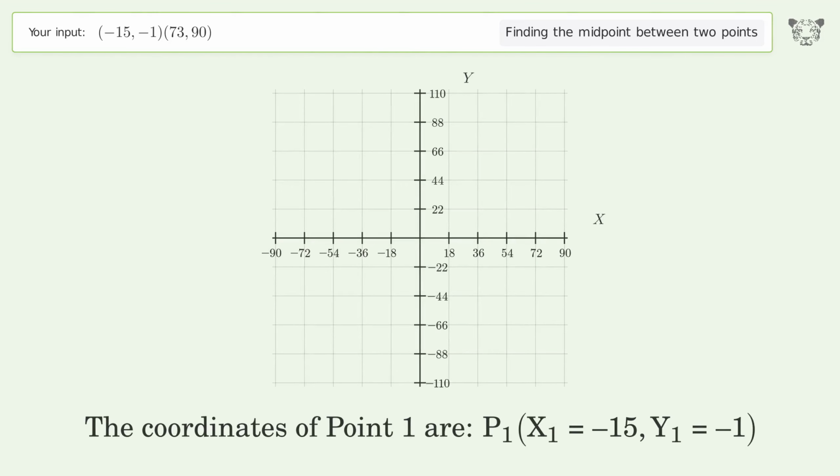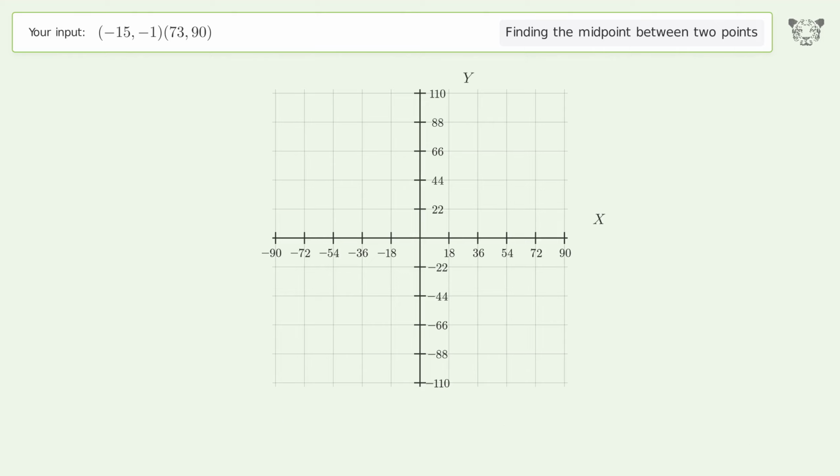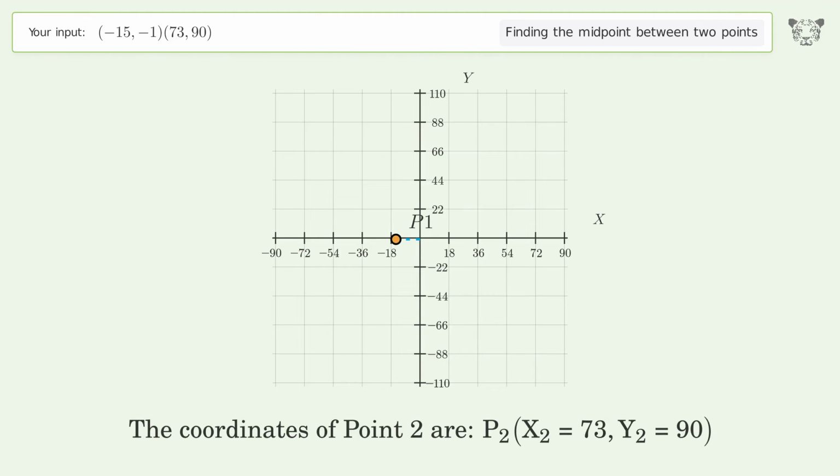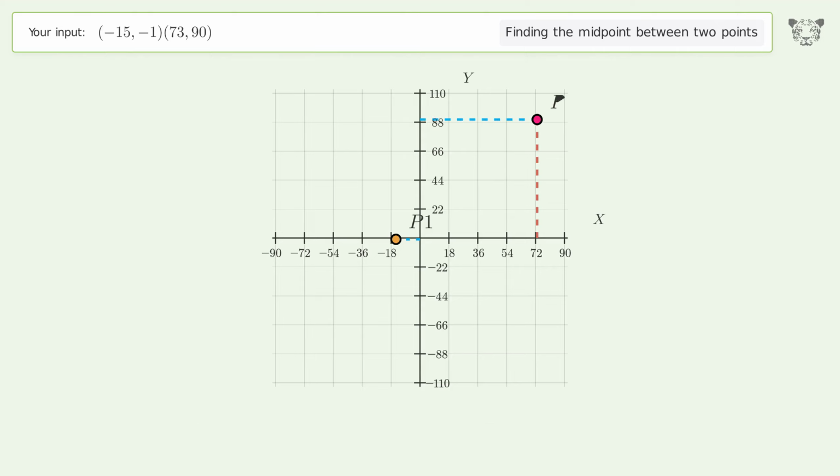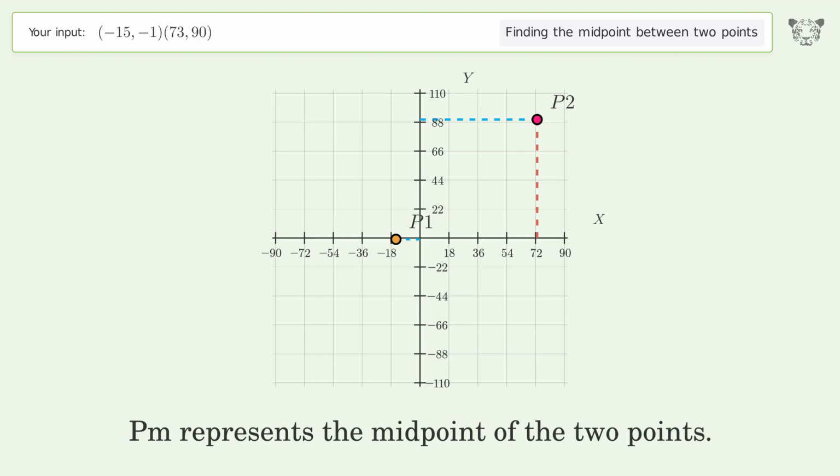The coordinates of point 1 are x1 equals -15, y1 equals -1. The coordinates of point 2 are x2 equals 73, y2 equals 90. PM represents the midpoint of the 2 points.